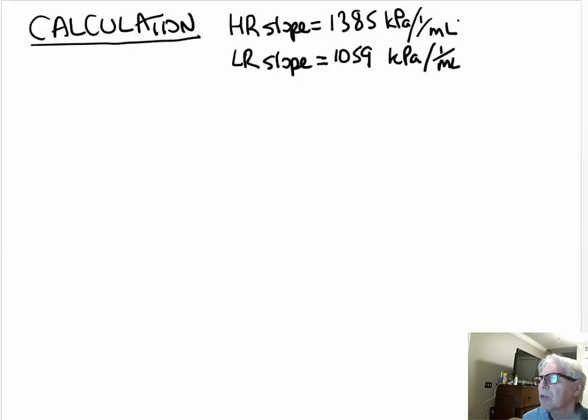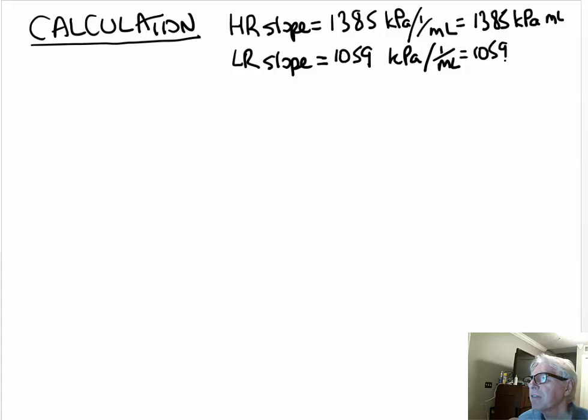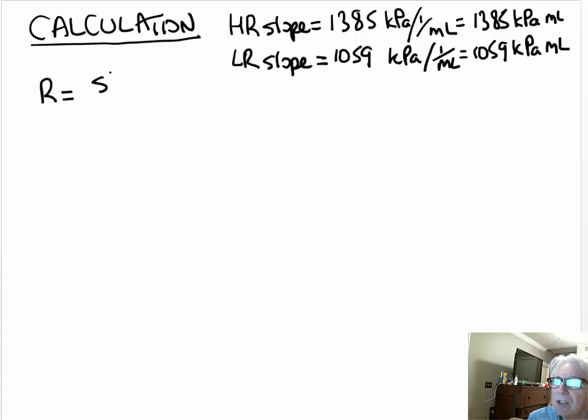Just to be clear, this equals 1385 kilopascal milliliters, because 1 over 1 over milliliters is milliliters. And this equals 1059 kilopascal milliliters. That's important to recognize. And then let's remind ourselves what we're saying is that our value of R is equal to our slope over nT.